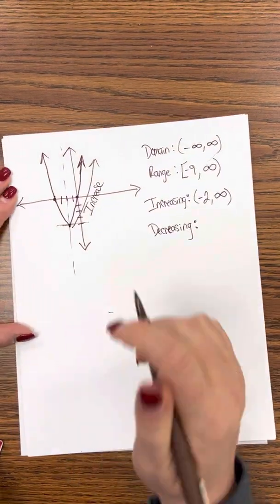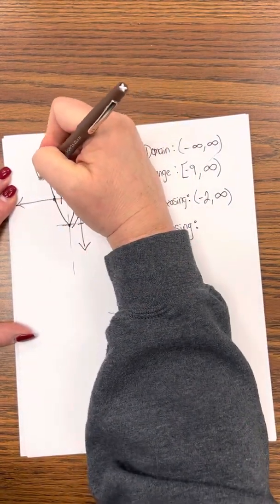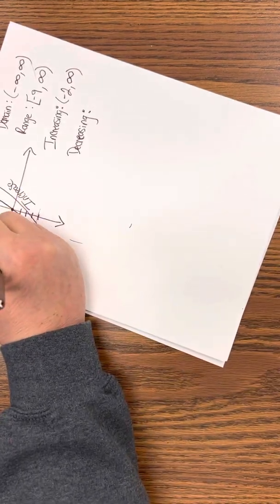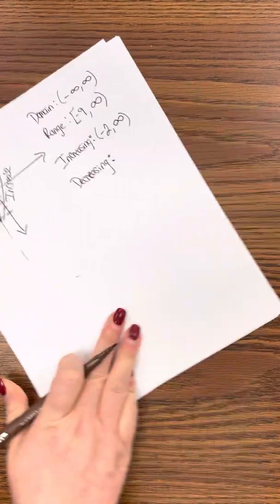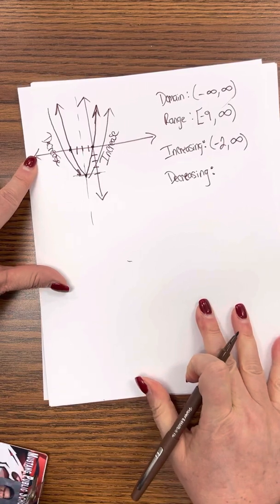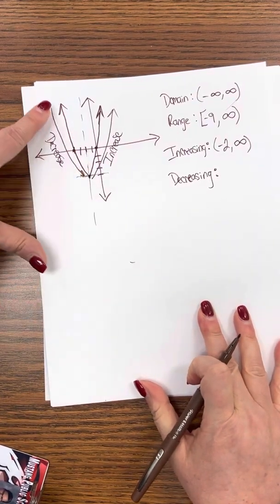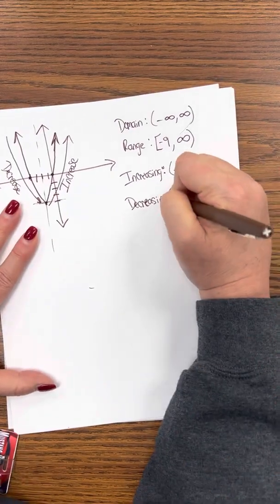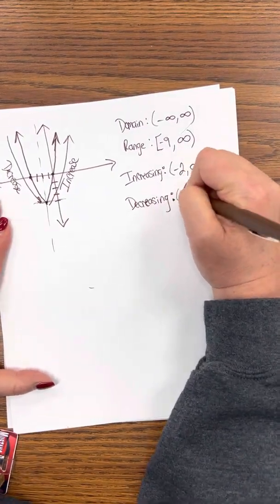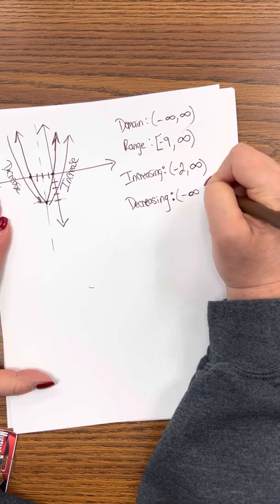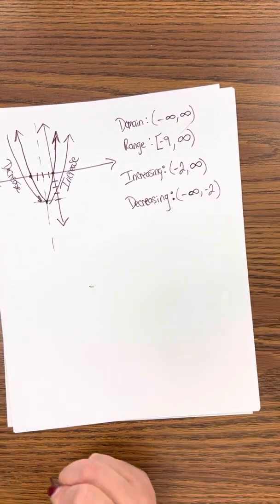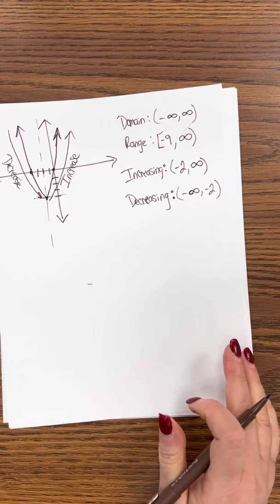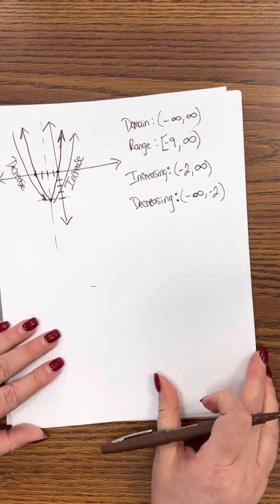Then on my decreasing, that's on this side, going down. So it's decreasing over here. That's on my x-axis, going from -infinity to -2 on the x-axis. So that would be negative infinity to negative 2. And that's your decreasing. And that's everything that it's going to ask you on that problem. Okay, so let's look at another one.